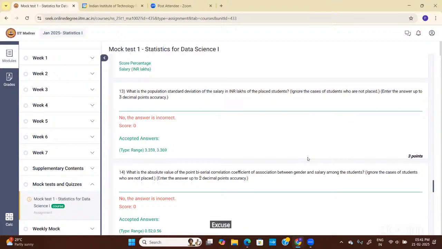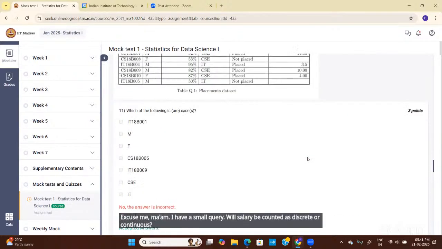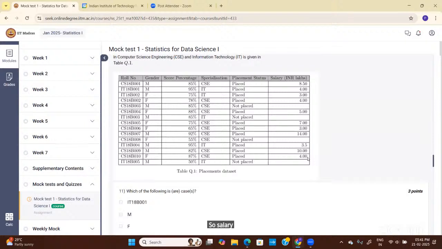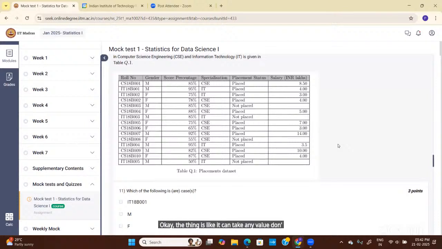Excuse me, ma'am. I have a small query. Will salary be counted as discrete or continuous? So salary will be continuous. Is it because it is in decimal? Okay, the thing is, it can take any value. Don't think like it's decimal or not.